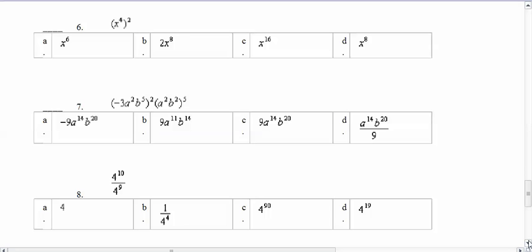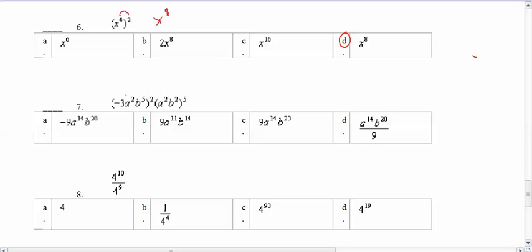So now, number 6. Okay, we've got a power to power. This looks like a 4 times 2. 4 times 2 is 8, so I look for x to the 8th as my answer. So looking over here, it looks like it's letter D.